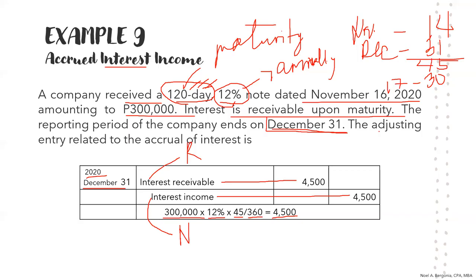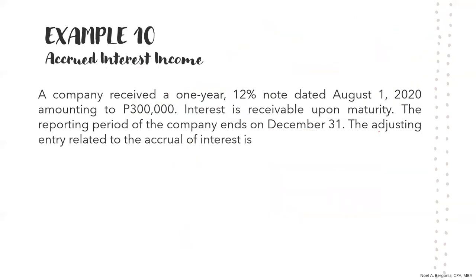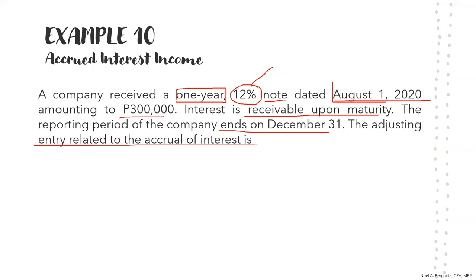And actually, related din dito sa example 9 yung example 10, which is related to an accrued interest income. But by this time, it is year naman, so that you can have a variation of how you will apply the computation. So a company received a 1 year, 12% note. The 12% is an annual rate or yearly rate, dated August 1, 2020. So that's the start date, amounting to 300,000. Interest is receivable upon maturity, so we will wait until after 1 year bago natin ma-receive yung ating interests. Now, the reporting period ends on December 31. Then the adjusting entry related to the accrual of interests. Since we are having from August up to December, ilang buwan yon?